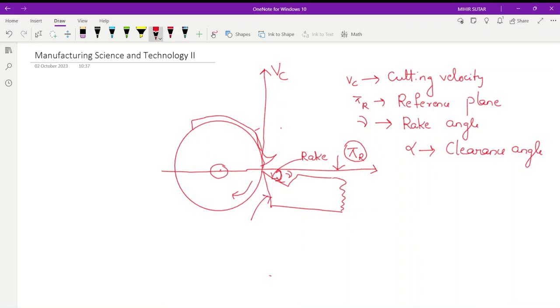And here, this surface is known as the flank. What is this flank surface? The other surface which is relieved to avoid rubbing with the machine surface.